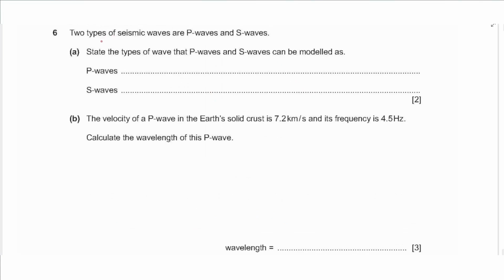Question 6 says, two types of seismic waves are P waves and S waves. State the types of wave that P waves and S waves can be modeled as. So P waves are longitudinal and S waves are transverse. Easy to remember, there are S's in transverse, so they represent the S waves.